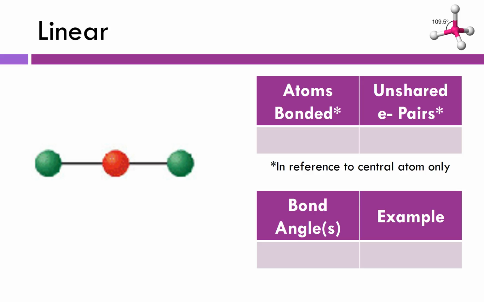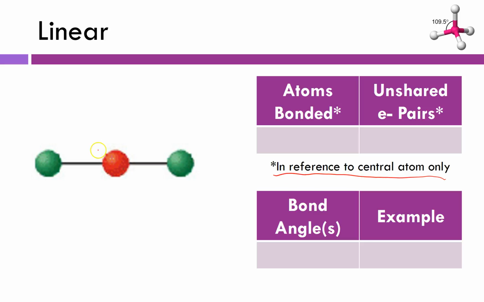All right, so we're just going to go through a bunch of different shapes that I want you to be familiar with. In reality, there are even more shapes out there, but we'll leave those for AP Chemistry and focus on the basics. So as you can see, this is called a linear molecule. Hopefully it's pretty obvious why. All of the atoms are in a straight line. When we're talking about atoms bonded and unshared electron pairs, as it says right here, we're talking in reference to the central atom only.